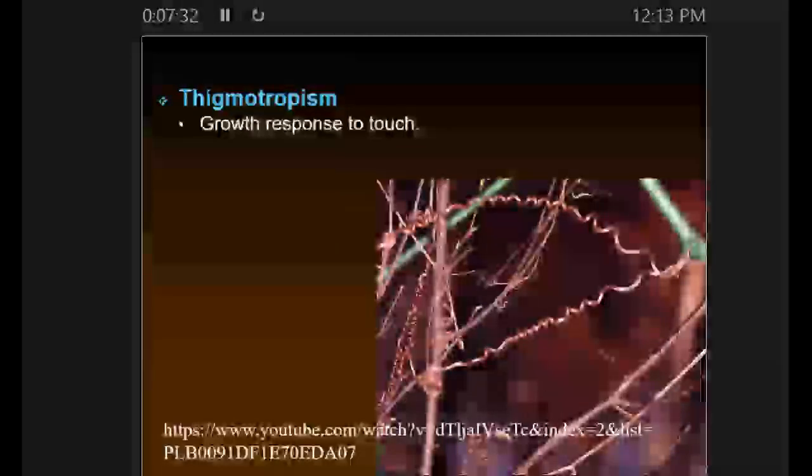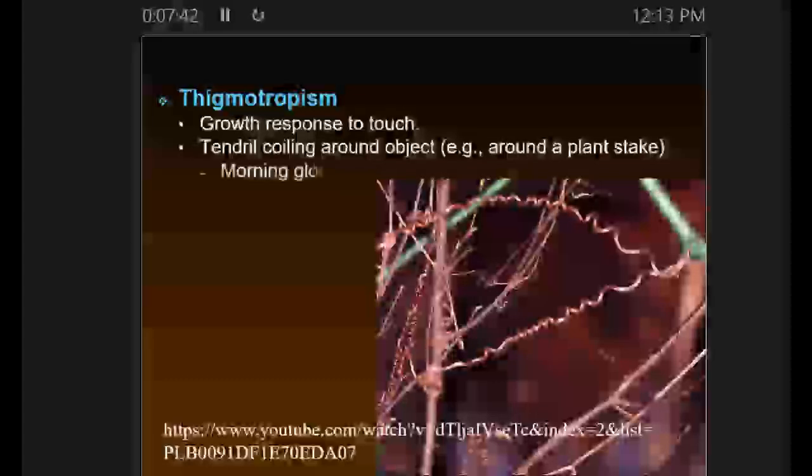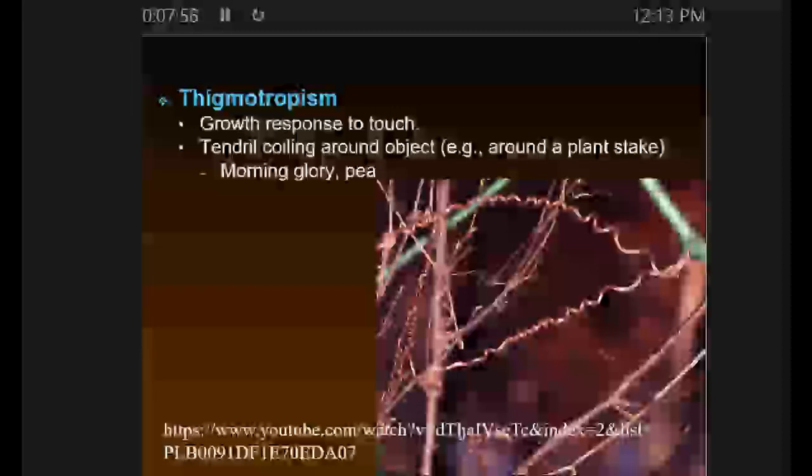And so again, it's an asymmetrical growth due to touch. In this case, the pea tendril touching the stake in your garden. And so growing peas or pretty much any vining plant, you will see that behavior where it is a thigmotropism. So it's a growth response, and again, asymmetrical growth to allow for that coiling action around the stake that's in your garden. Here's another picture.